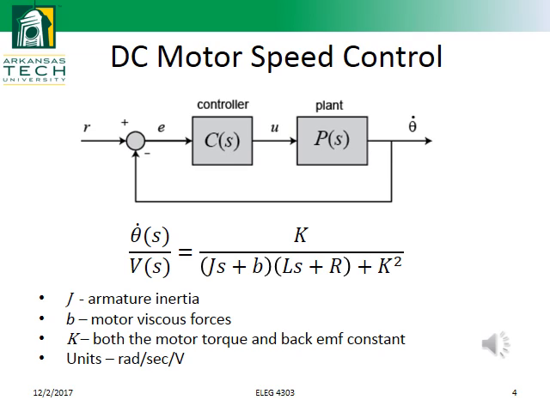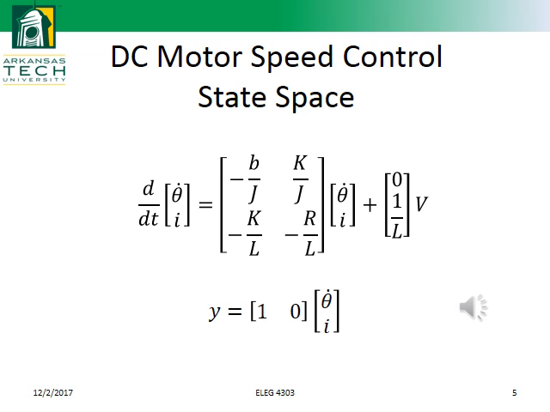J is the armature inertia and B is the motor viscous forces. R and L are the resistance and inductance of the armature windings. In the state space form, the governing equations can be expressed by choosing the rotational speed and the electric current as the state variables. The armature voltage is treated as the input and the rotational speed is chosen as the output.